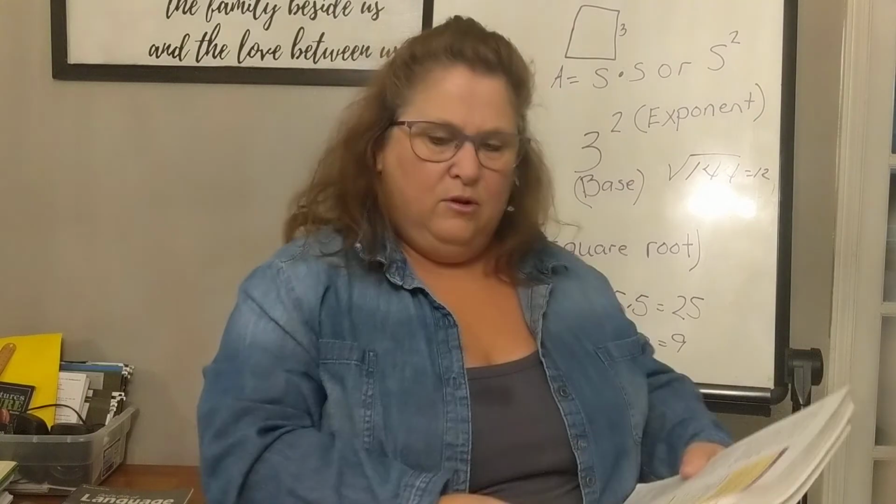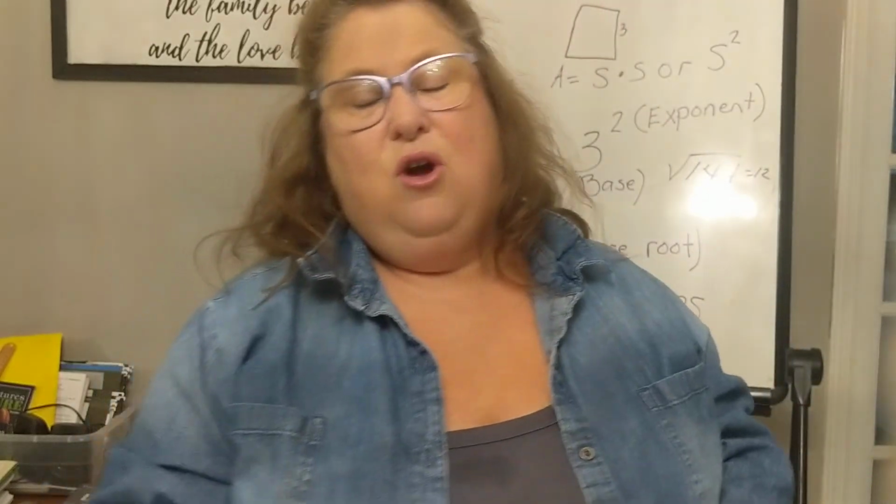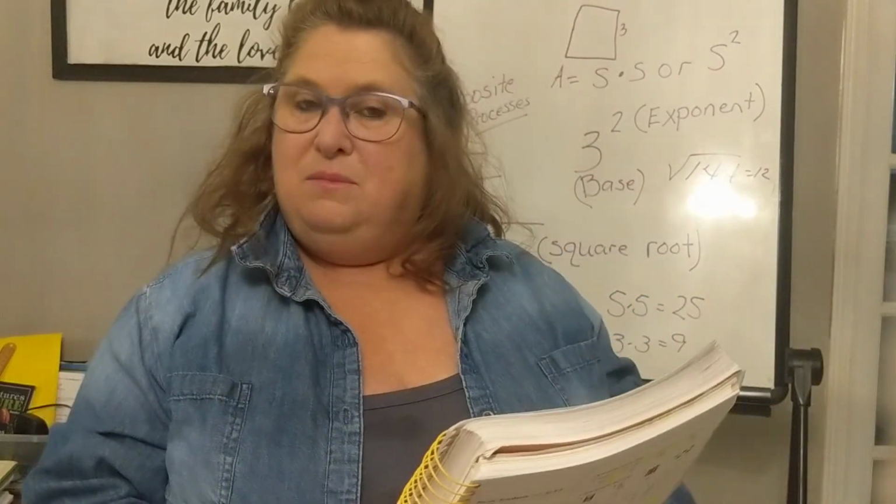So let's go ahead and open your books to page 265. And we're going to begin with our story problem. Missy Johnson planted a square flower garden. Each side is 8 yards. What is the area of the yard? So area equals side times side.